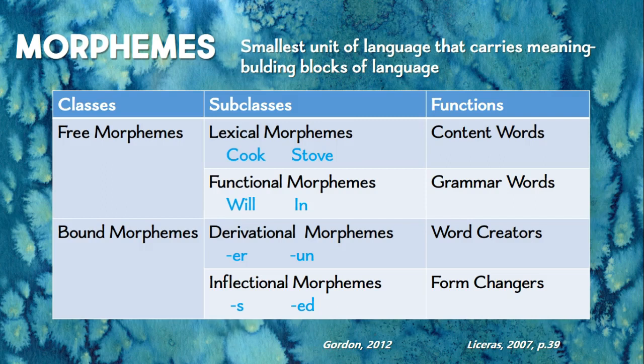Inflectional morphemes are language teachers' favorites. These are all of your conjugation forms. These are everything that has to do with form changers. S, third person in English, and then of course third person in other languages. And then you got ED for the past, inflectional.